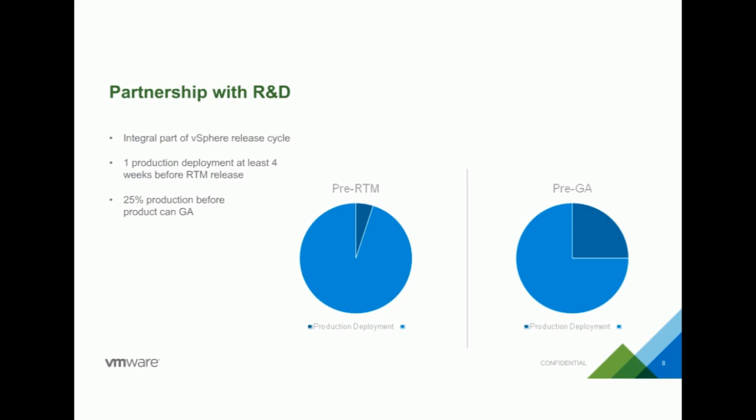So before either of those products can be released to manufacturers, we have to have at least one deployment of that product running in our cloud at least 4 weeks before that process happens. And then before the product can actually be released GA for customer consumption, we have to have 25% of our cloud running that product.